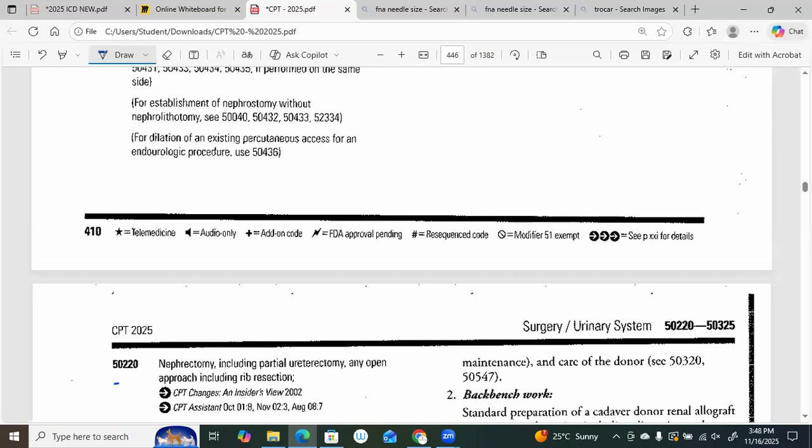Okay, so the first one is 50220. That is a nephrectomy with a partial ureterectomy. A partial ureter has been removed in conjunction with the kidney. It is an open approach, so we have to do a rib resection to reach the nephro.